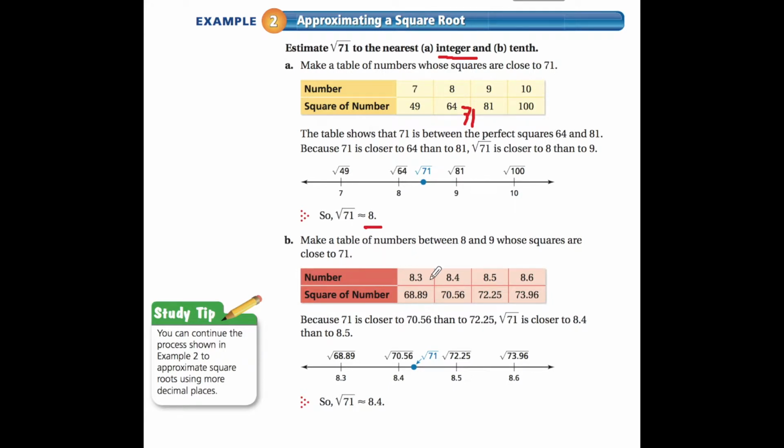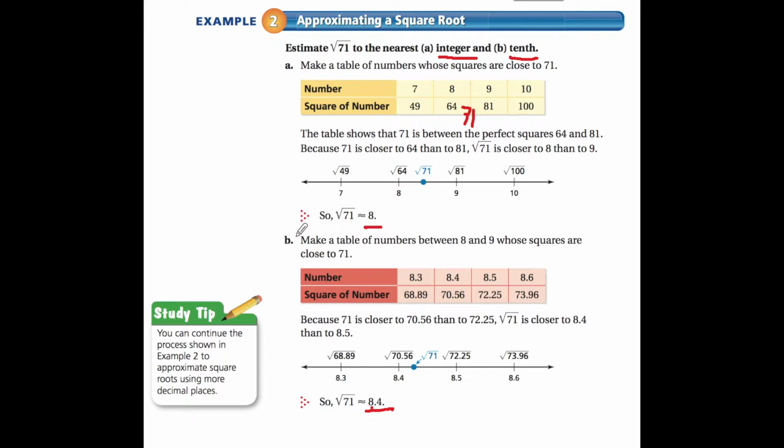So 8.3 squared is 68.89. 8.4 squared is 70.56. 8.5 squared is 72.25. And 8.6 squared is 73.96. Because 71 is closer to 70.56 than it is to 72.25, the square root of 71 is closer to 8.4 than it is to 8.5. We can see that on the number line down here. So the square root of 71 is approximately 8.4. That'll give us our integer and our tenth.